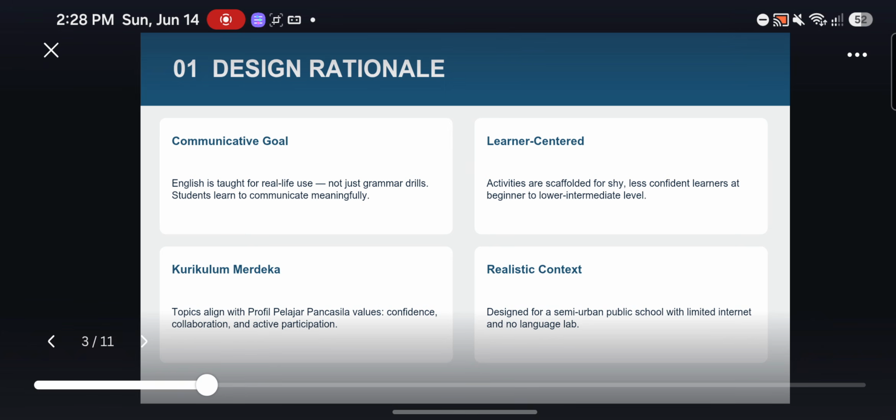Second, this syllabus is learner-centered. Because many students are shy and not confident in speaking English, all activities are scaffolded, meaning I give a lot of support in early stages before asking students to work independently. Third, the syllabus follows curriculum Merdeka. The topics and the values reflect Profil Pelajar Pancasila, especially confidence, collaboration, and active participation in learning.